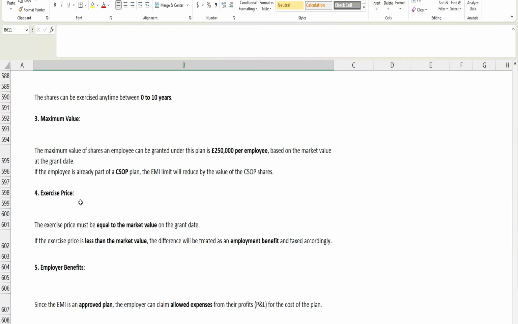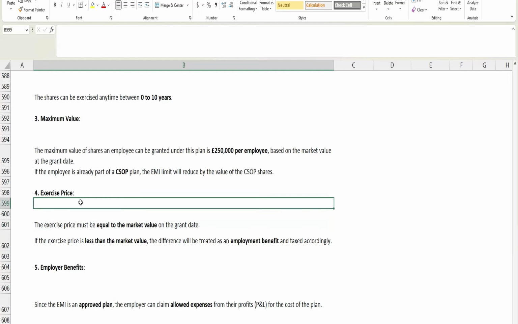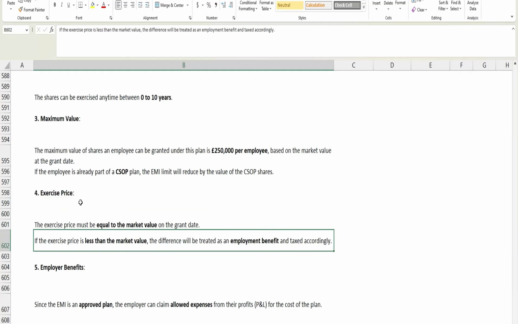Okay, so now the exercise price. If we talk about the exercise price, it must be equal to the market value at the grant, and I think this is the same for the CSOP. We will look in a while. And if the exercise price is less than the market value, in that case the difference is treated as an employment benefit and it is taxed accordingly.